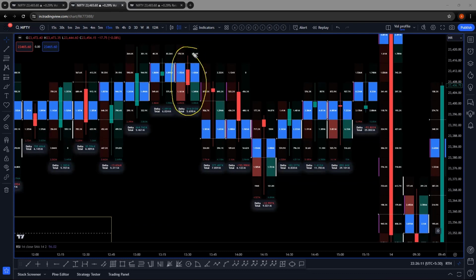Price moves higher towards the end of the day. Red color candle, green color delta. So price is moving higher. Smart money traps retail again here in longs and brings the market down. You can see now the retail have become net sellers because of the spike in the market.